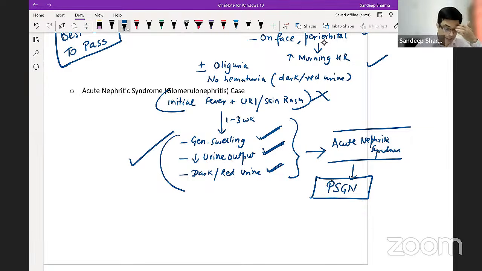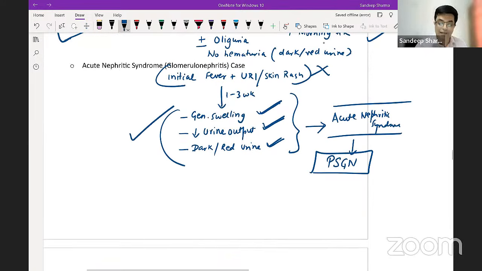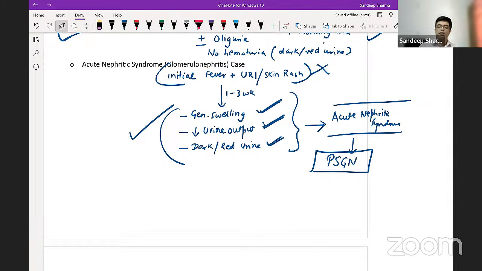That will keep it very clear, crisp, and the examiner will also know what is the direction the history is going to, right? Next, in acute nephritic syndrome, you also need to ask for any past history.